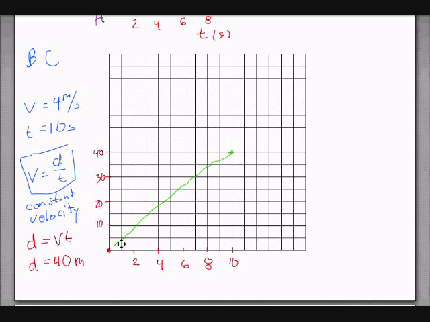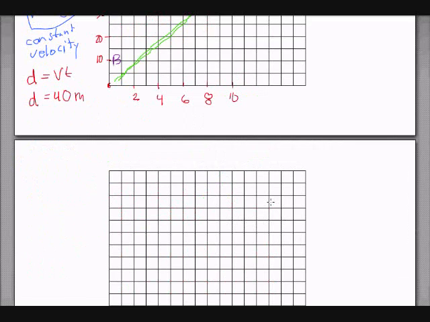That's a pretty good straight line. From there to there. It's a straight line because of constant velocity. Okay. And once again, if we want to label our points, this is going to be C, and this is going to be point B. Okay? Alright, well, we've got BC done. Let's move on to CD.